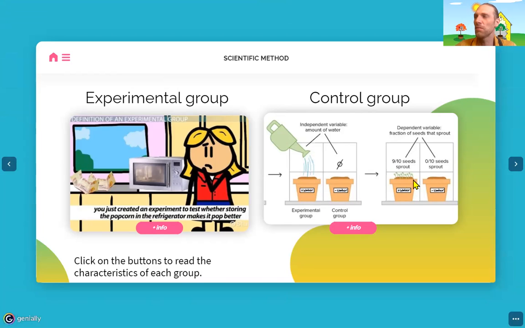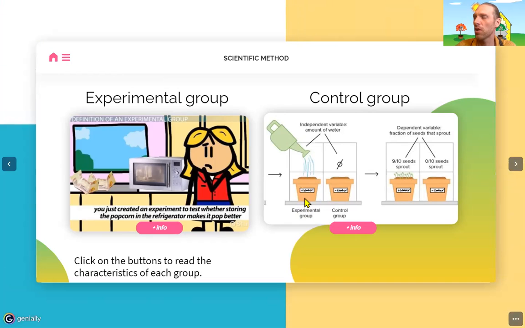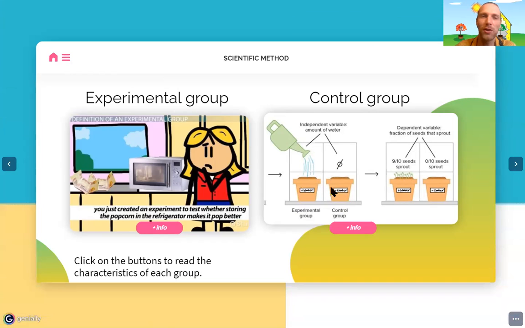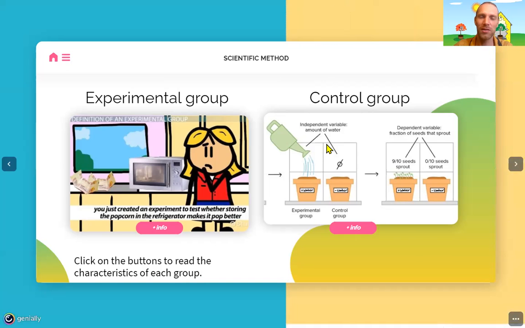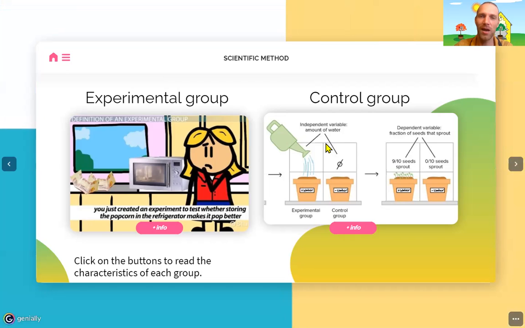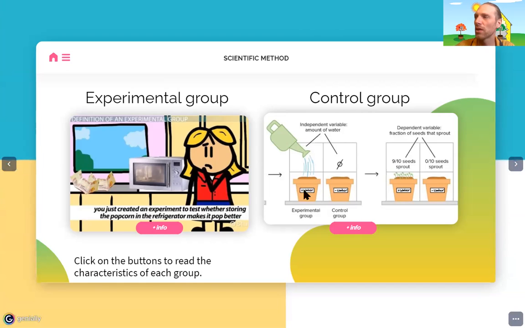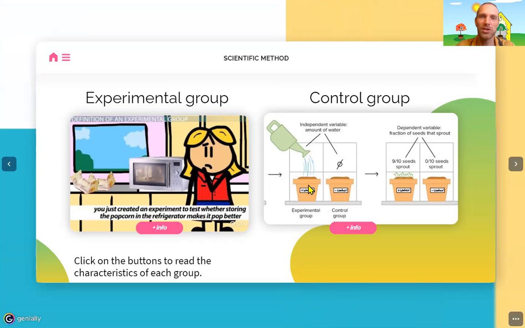So this is a very simple experiment. We have an experimental group, and we have the control group that we don't touch. Why do we have a control group? It's to see that the independent variable is indeed a variable. The control group is where you don't do the change with the independent variable. The experimental group, you're going to give water. The independent variable is the one that you manipulate, because it's the one in your hypothesis that you believe is causing the change.